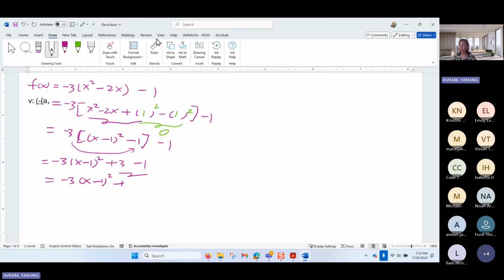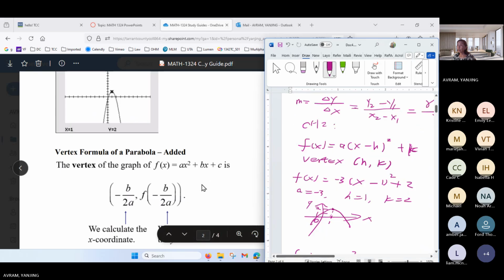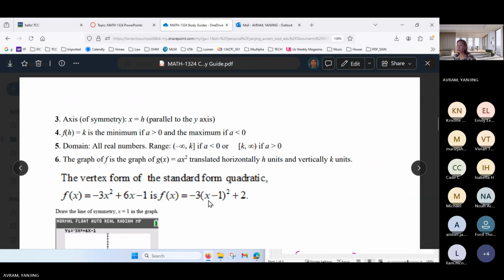Okay, so I have negative b over 2a, and the vertex is f of negative b over 2a, right? So basically, I find the vertex x, negative b over 2a, and then I just plug x back into the equation. My original one here is f of x equals negative 3x squared plus 6x minus 1. I think that's the original one, right? Double check. Yeah, negative 3x squared plus 6x minus 1.